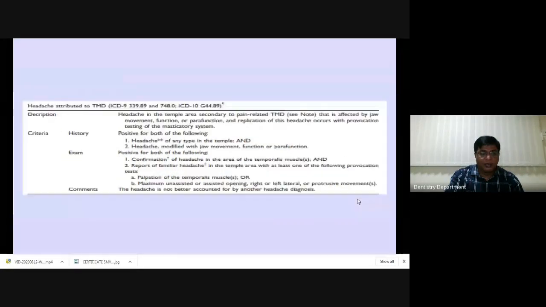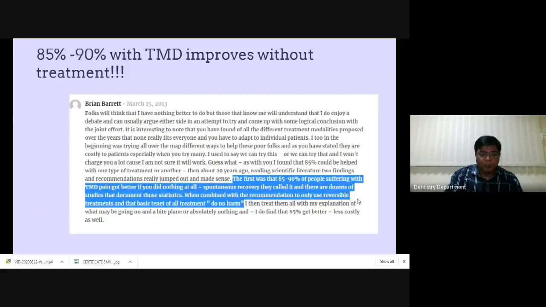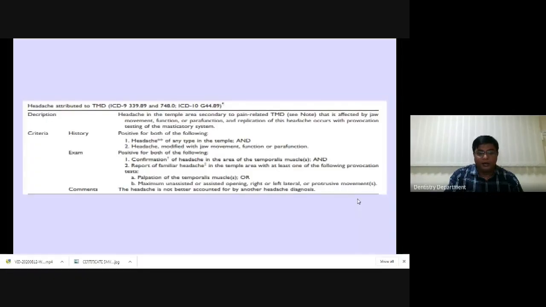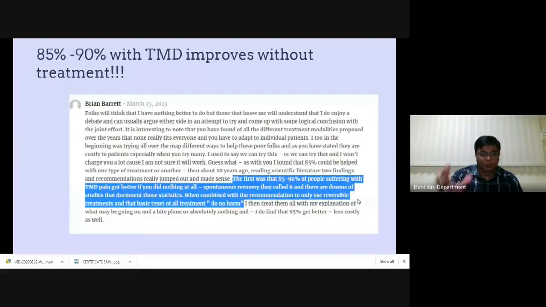So they have included headache attributed to TMD also. And the most important thing the recent literature found out is this one: 85 to 90% of people with TMD improve without treatment. I have highlighted that particular sentence given by an author.